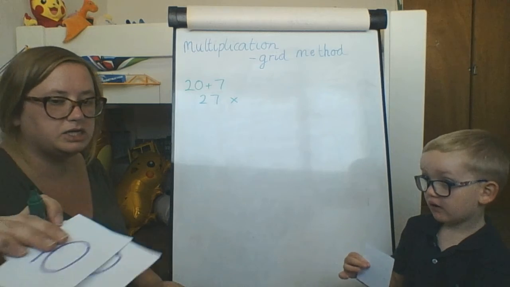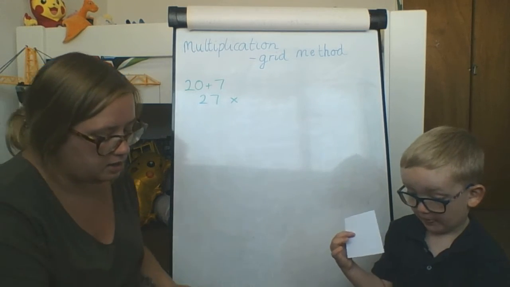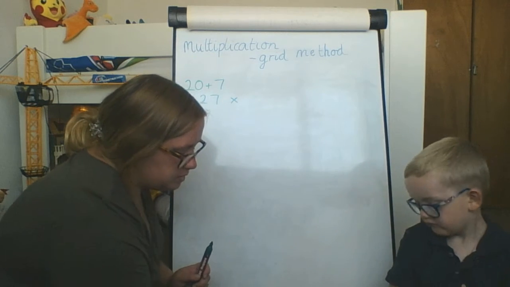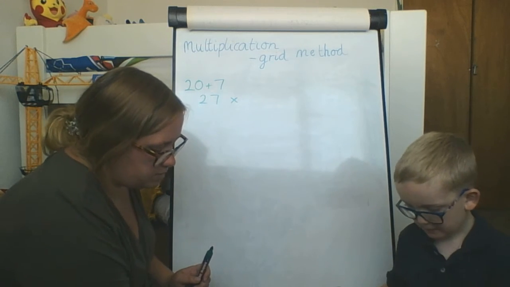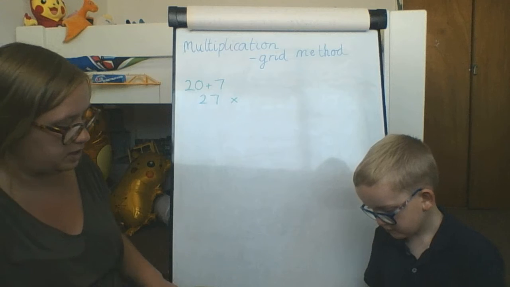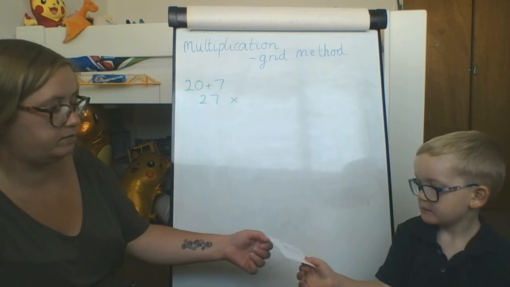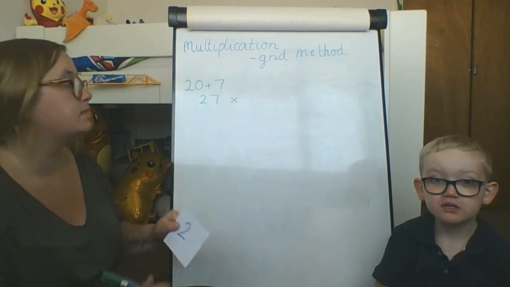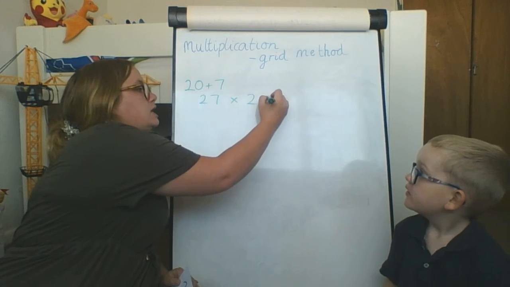Okay, so we're going to have 27, and then we're going to multiply 27 by another one of the 1-digit numbers. So can you pick one of the 1-digit numbers? To start off, can you pick one of those ones, just because those ones we're looking at. Which one? 2? 27 times 2. 27 times 2 equals.